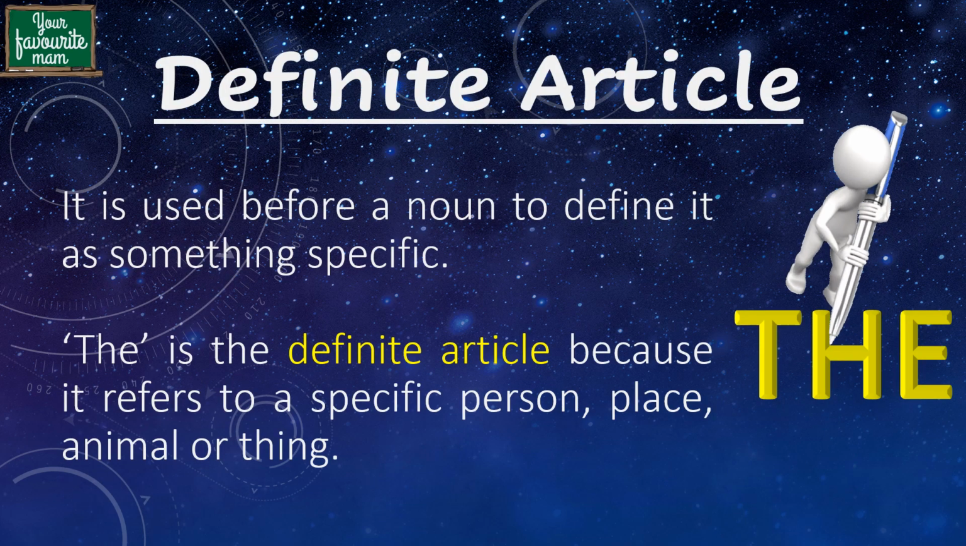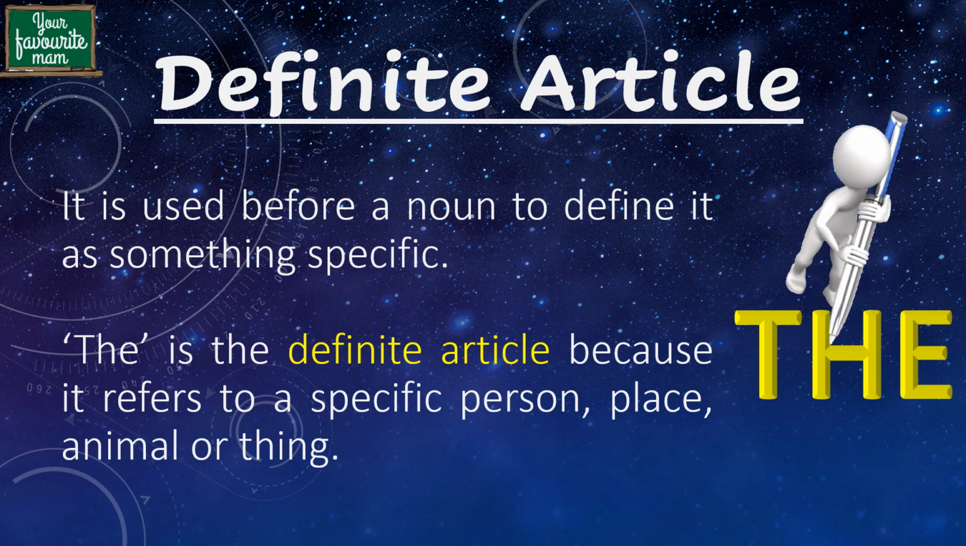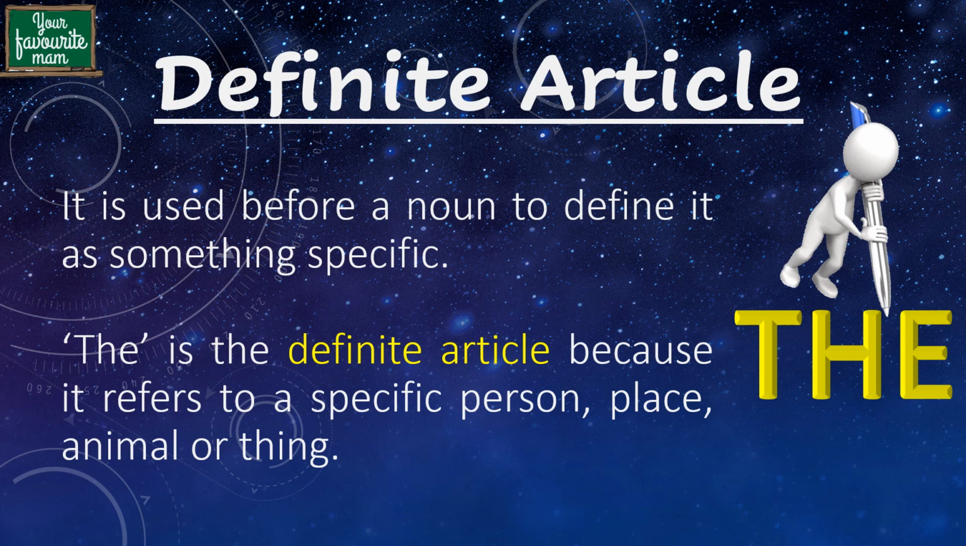Now basically we divide articles into two types, definite and indefinite. A definite article is used before a noun to define it as something specific, like something previously mentioned or known, maybe something unique or something being identified by the speaker. The is the article which is called the definite article because it refers to a specific person, specific place, specific animal or thing. Let's take some examples and understand the usage of the article the.